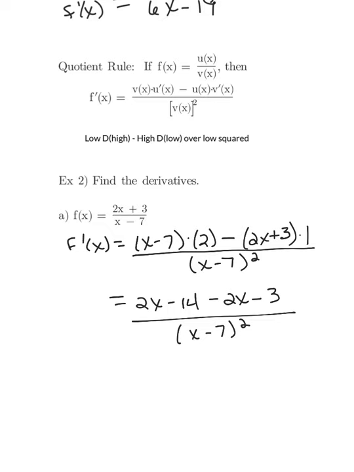Notice that in our numerator, we have a positive 2x and a negative 2x that will wipe each other out. This is fairly common. It doesn't happen all the time, but it does happen frequently. When you look at what's left, we have negative 14 and negative 3, which gives us negative 17 over the quantity of x minus 7 squared. And that will be your derivative of f.